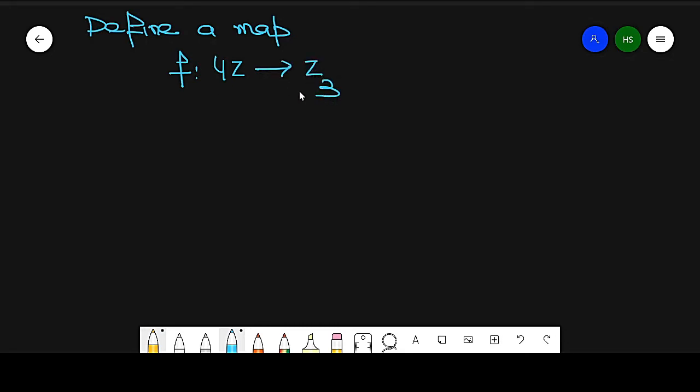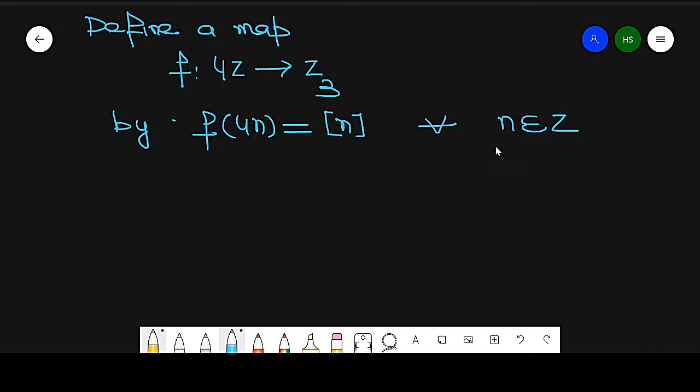So F of what is an element of 4Z, a multiple of 4. So this is 4n, and what is its image? It is the class of n. So this is the residue class of n for every n belonging to Z. So remember that.